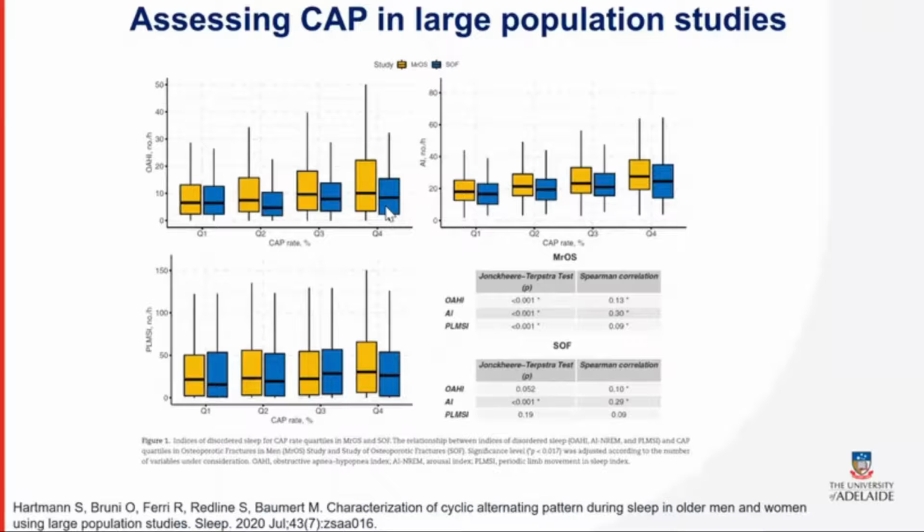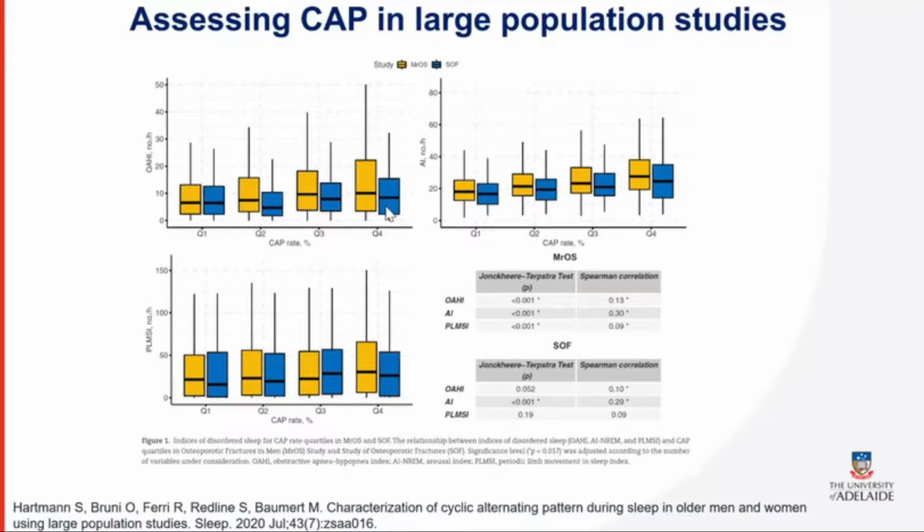Now, we used the system to establish some basic properties of CAP because, as I mentioned before, it has been analyzed manually, which means the studies were usually rather small, including maybe around 20 or 30 people. So we really tried to look at CAP in a large population, and we used the MrOS database as well as the Study of Osteoporotic Fractures database.